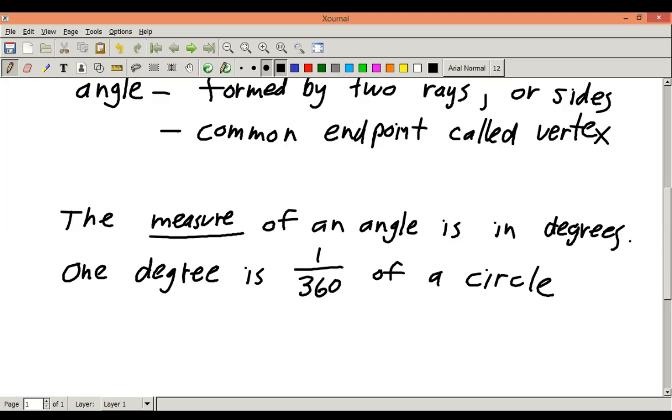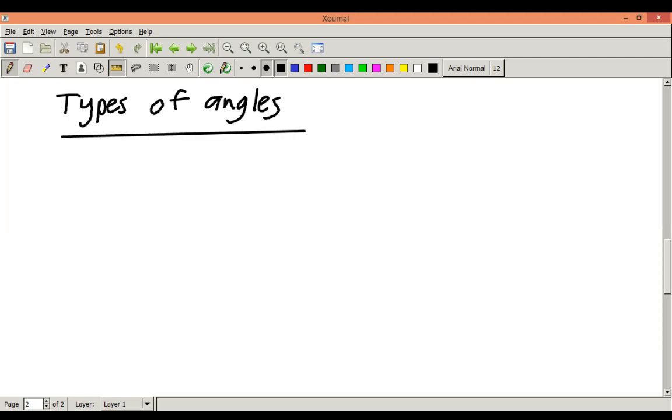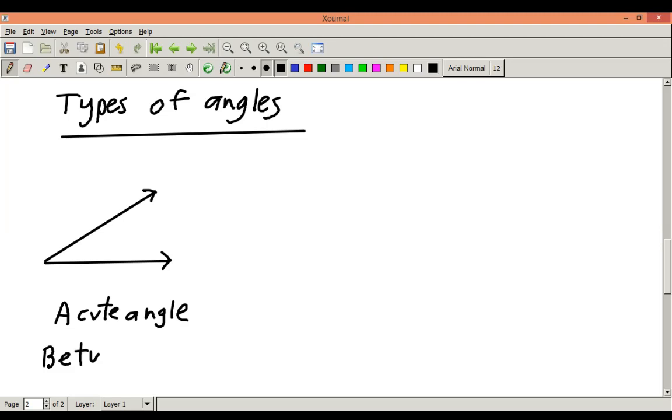Okay. Next, we're going to give you some types of angles. First of all, we have this type. And that's called an acute angle. That's an acute angle. And that's an angle between 0 and 90 degrees. You see the degree symbol there. In case you've never seen that, I think you have, though.